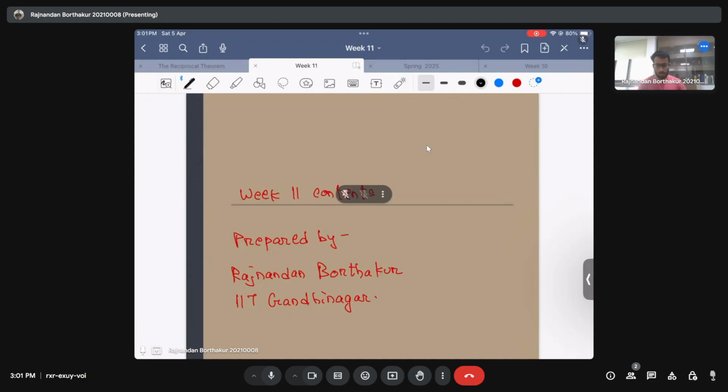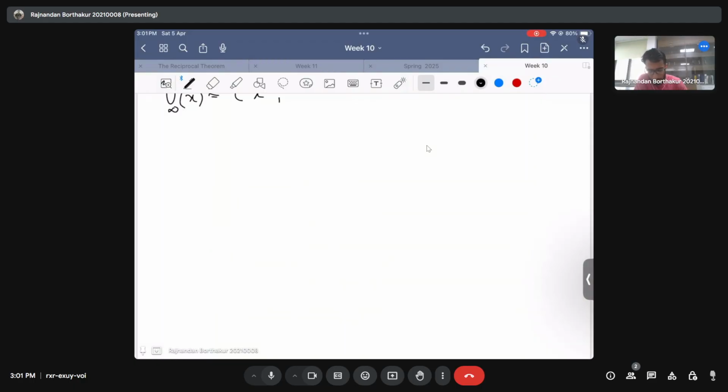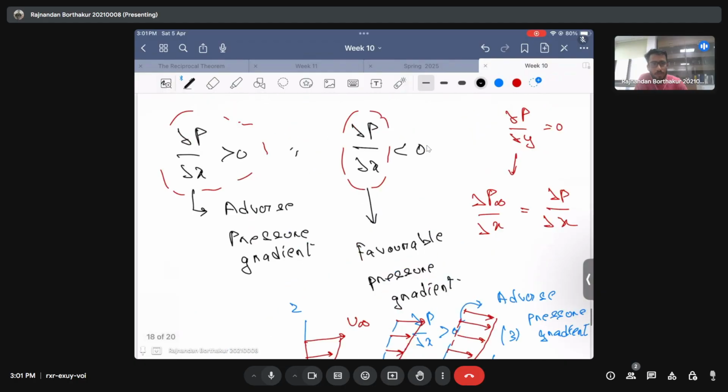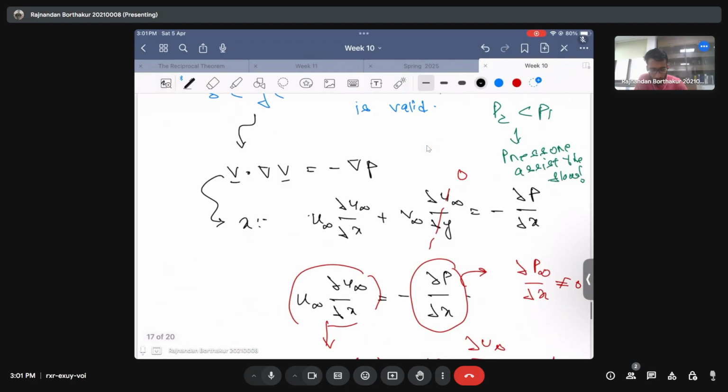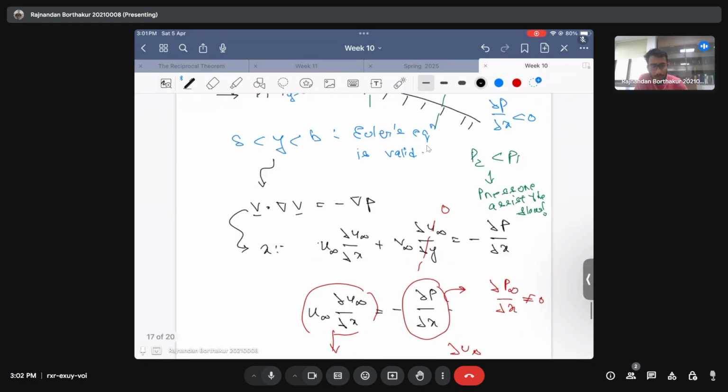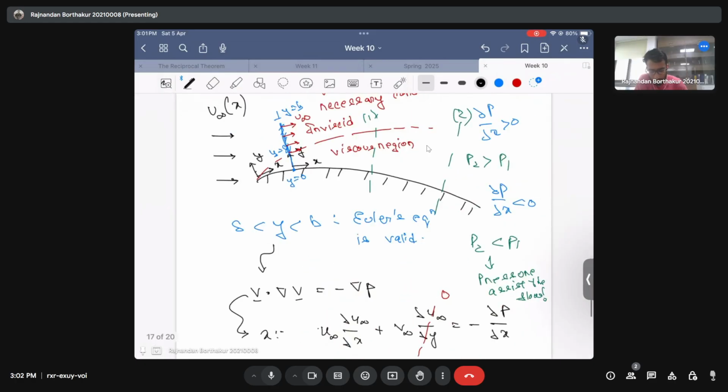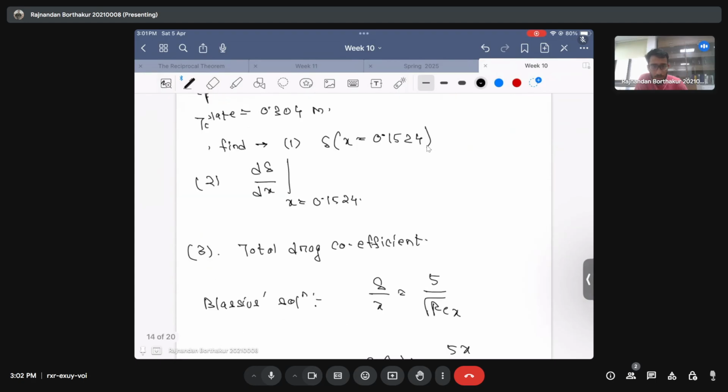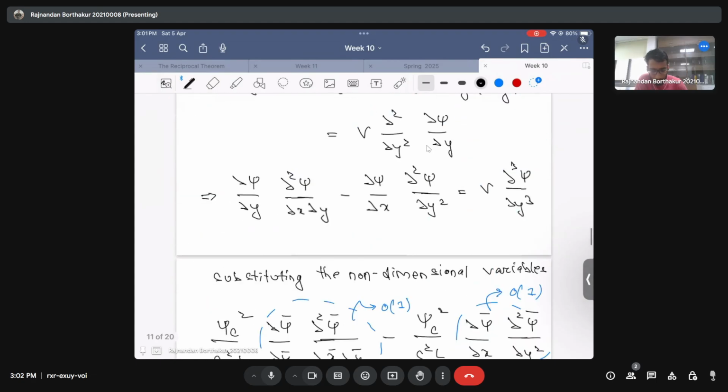All right, guys. Welcome back to week 11 of the interactive sessions of the course Viscous Fluid Flow. So, in the last class, if you remember, we looked into some sample problems of boundary layer analysis where we use something which is known as the momentum integral approach.